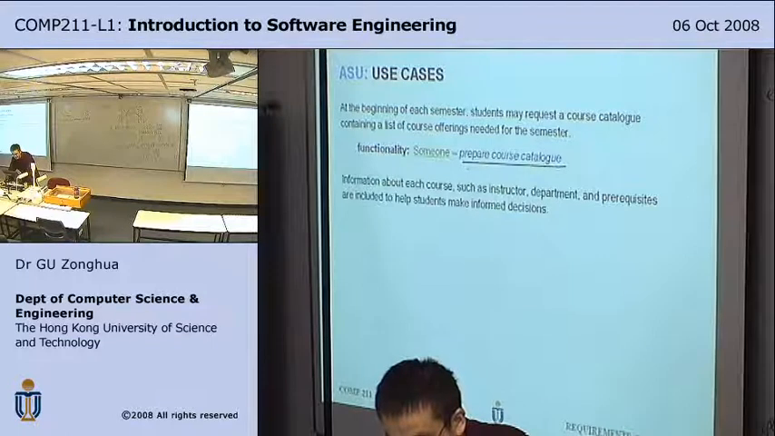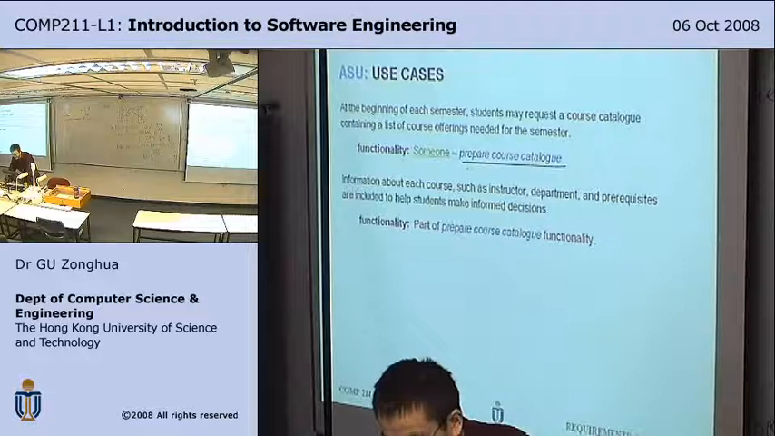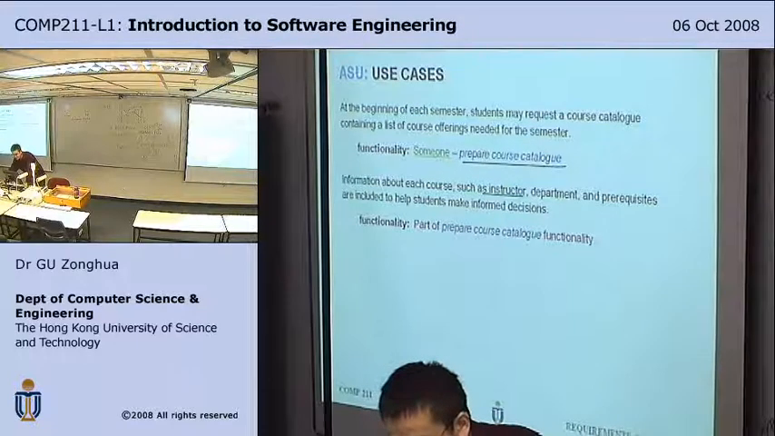Information about each course is included to help students make informed decisions. So it's information like instructor, department, prerequisites. These are part of the course catalog. So there's no new functionality here.